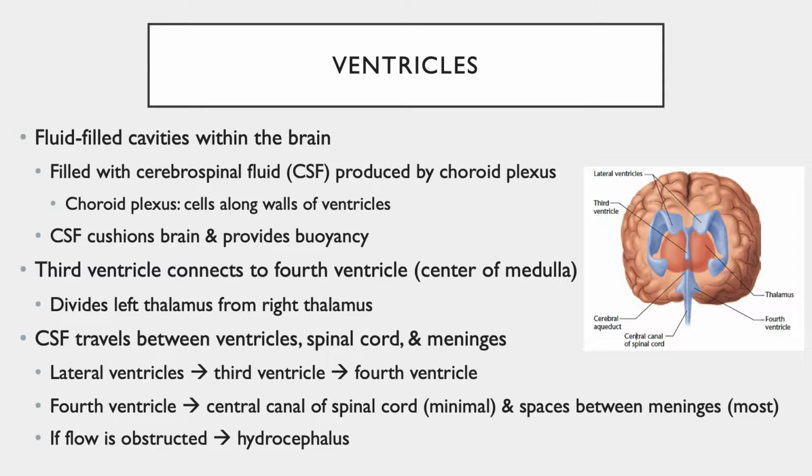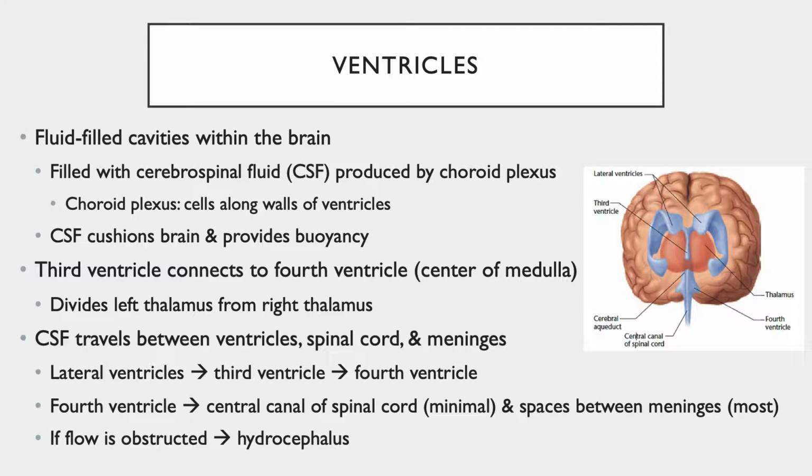Cerebral spinal fluid flows from the lateral ventricles to the third ventricle to the fourth ventricle. From there, it flows to the central canal of the spinal cord in small amounts, and in the spaces between meninges in relatively larger amounts. From there, CSF is gradually reabsorbed in the subarachnoid space.